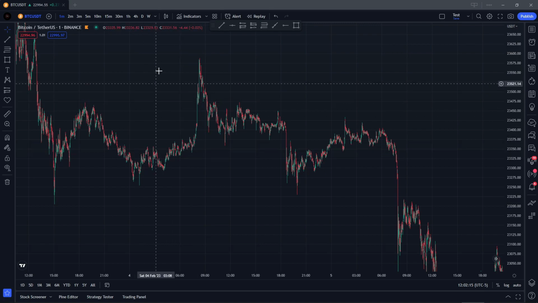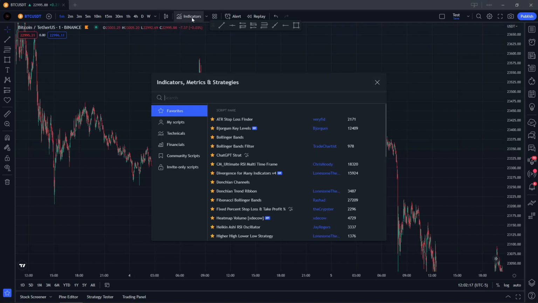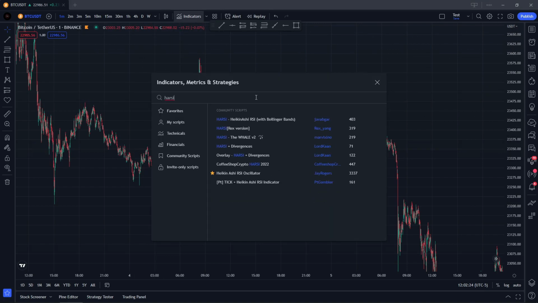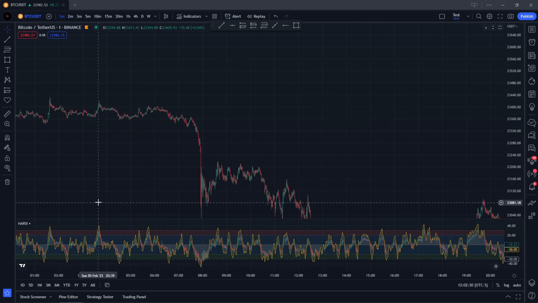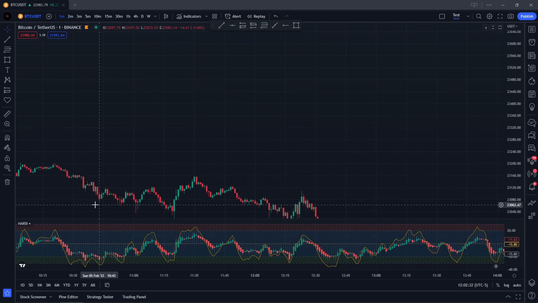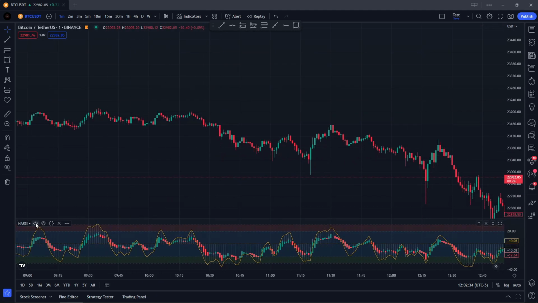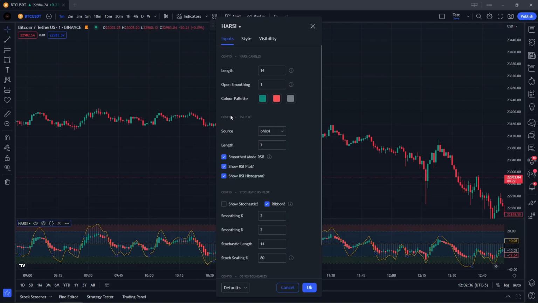So the first indicator we're going to put onto the chart here, one of my favorites, is the Accuracy RSI oscillator. Let's put this right here on the chart. The oscillator looks kind of wonky, so we're going to edit some of the inputs here. First thing we're going to do is change our length to 34 and the open smoothing to 7. Everything else is fine.